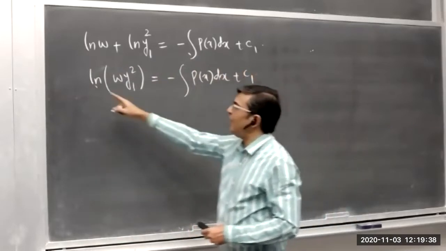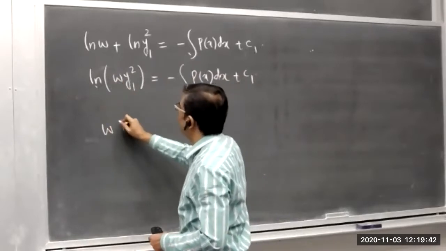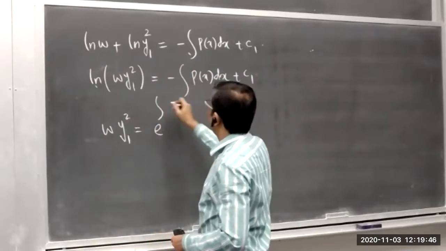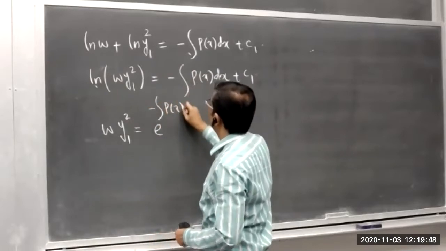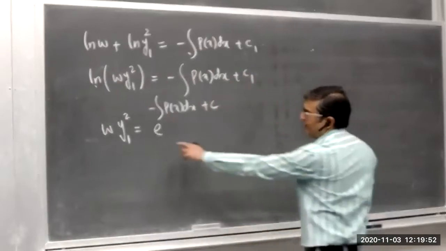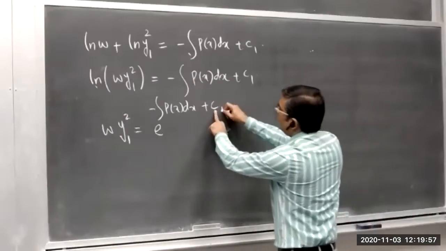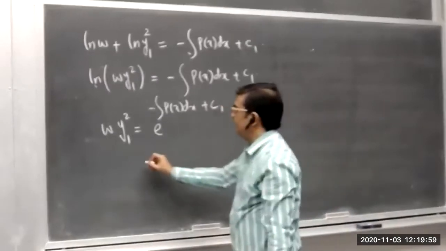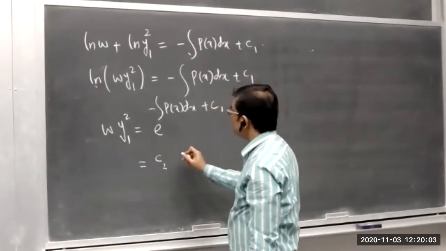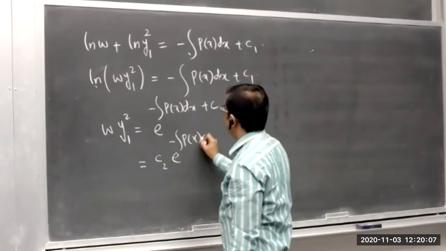Now we have log here. If we remove the log from here, we can write w y1 square is equal to e raised to the power negative integral p of x dx plus c. Now we can separate e to the power of this and e to the power c. E power c1 we can call c naught, or maybe c2, into e raised to the power negative integral p of x dx.